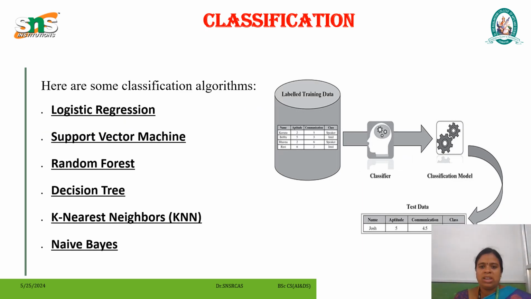Next one is classification. Classification deals with predicting a categorical target variable, which represents discrete classes or labels. For instance, classifying emails as spam or not spam, or predicting whether a patient has a high risk of a heart disease. Classification algorithms learn to map the input features to one of the predefined classes. Here are some classification algorithms: logistic regression, support vector machine, random forest, decision tree, k nearest neighbor algorithm, and naive Bayes.